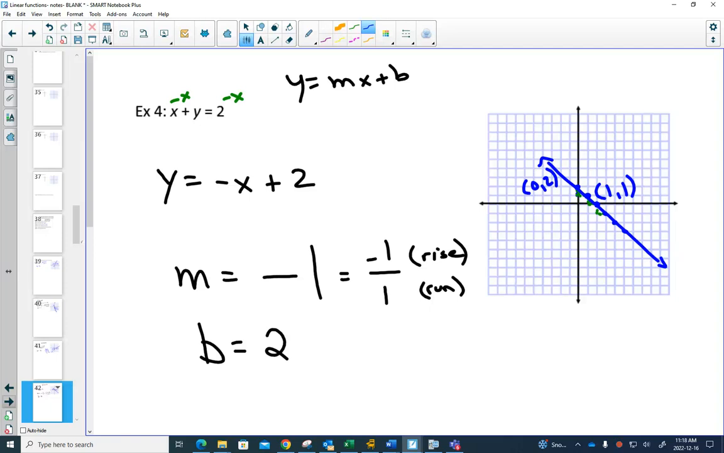You can always check the point. We found 1, 1. If I plug in 1 for x and 1 for y, does it work? 1 plus 1 is 2.